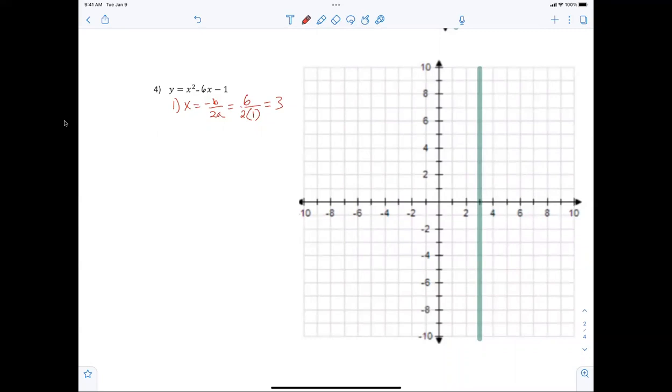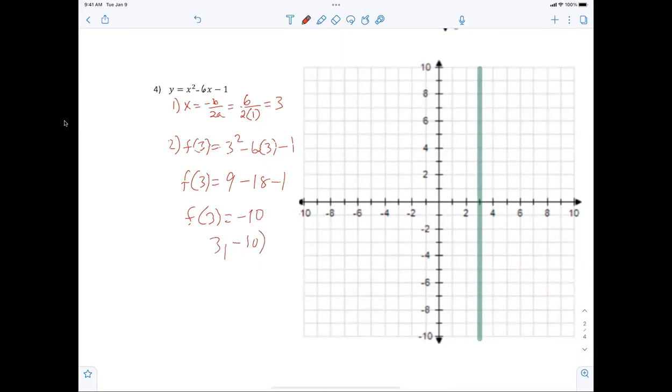Now I need to plug it in. So step number 2, the vertex: f of 3 equals 3 squared minus 6 times 3 minus 1. f of 3 is equal to 9 minus 18 minus 1. So f of 3 equals what? 3 comma negative 10. That's correct. 3 comma negative 10.